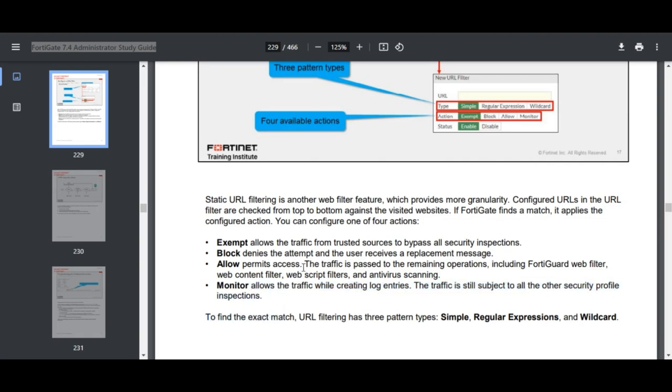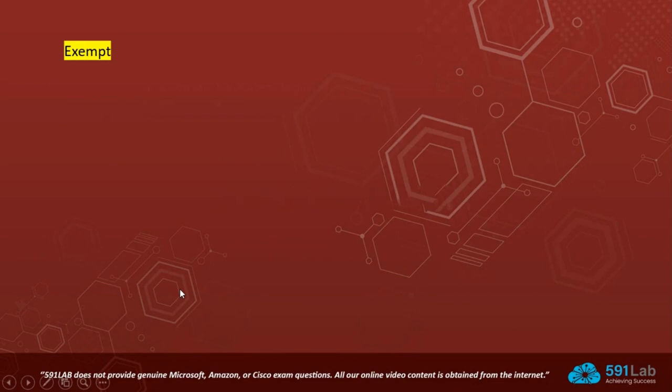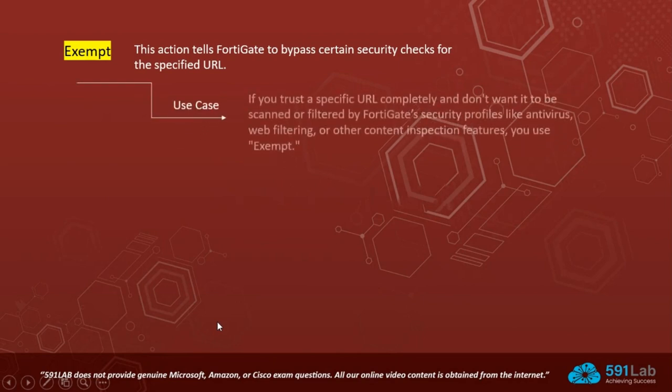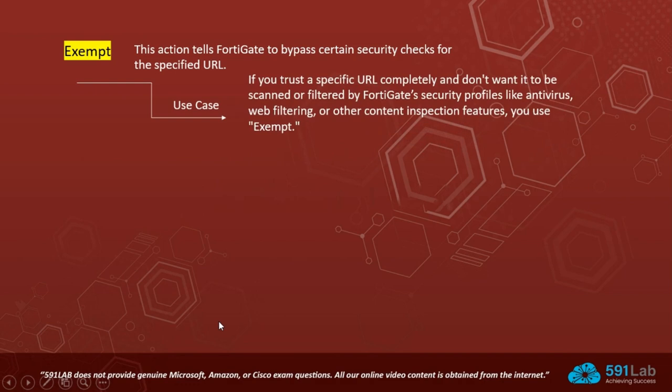Okay, let's understand clearly what this is. Exempt means this action tells FortiGate to bypass certain security checks for a specific URL. That means if you trust a specific URL completely and don't want to scan or filter it by FortiGate security profile like antivirus, web filtering or any other content inspection feature, you can exempt. That means if you have an internal company website that you know is safe and you don't want FortiGate to scan it, you can set it to exempt.